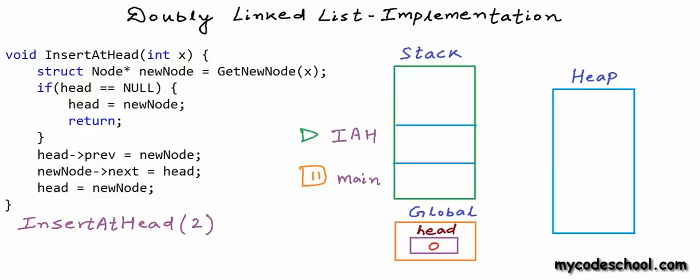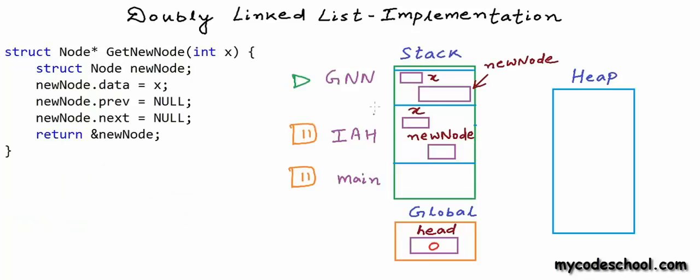I'm writing shortcut IAH for insert at head because I'm short of space here. All the arguments of insert at head and all the local variables will live inside this stack frame. We are creating a variable named new node, which is a pointer to node, as a local variable, and we are making a call to the get new node function. Execution of insert at head will pause and we will go on to execute get new node.